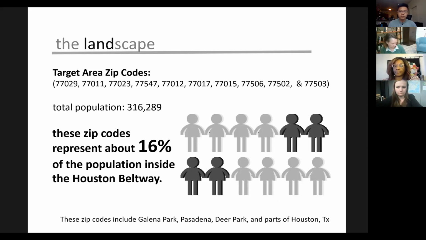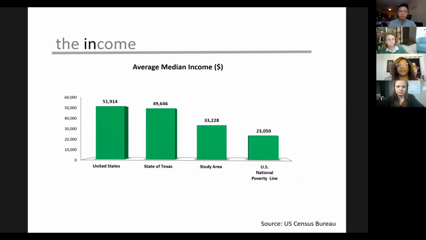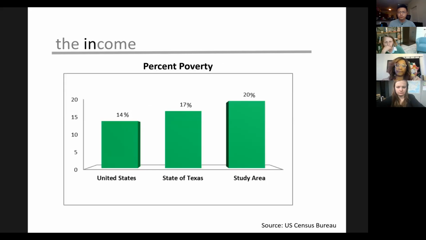Economically, the study area's average median income trails behind that of the US as well as the state of Texas, and it's about $10,000 more than the federal poverty level. The percent of poverty in the area is around 20%. The US defines high poverty areas as census tracts with 20 to 29% of the population falling below the federal poverty level.